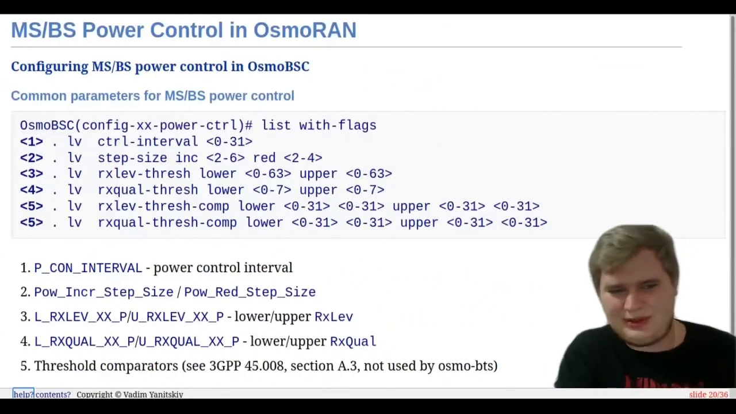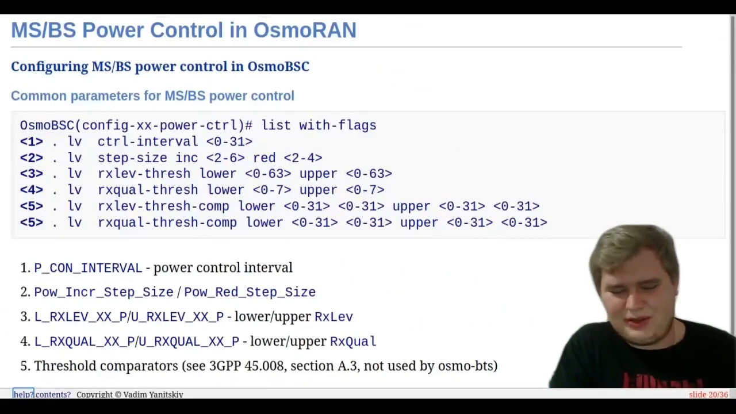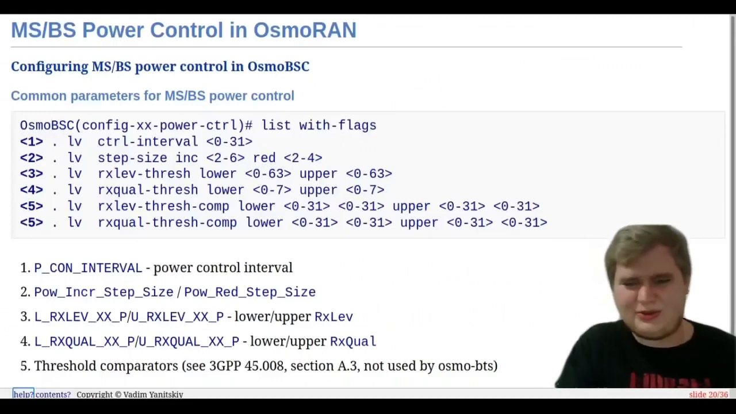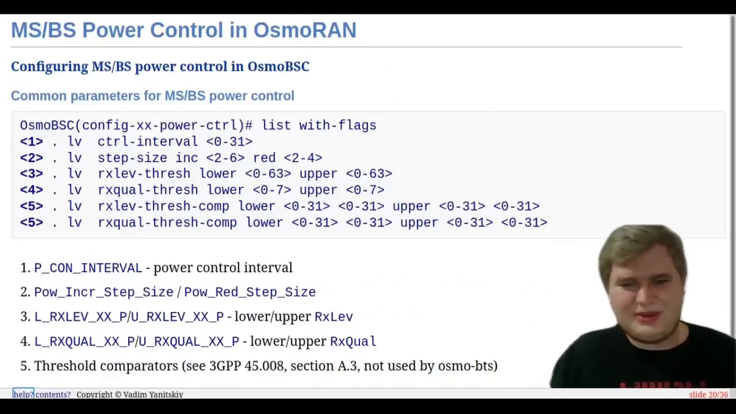There is step size for increase and decrease. There is RX level threshold, RX quality thresholds, and number 5 is 2 parameter groups that we do not implement so far. You can check the 3GPP document 45.008 for more information on how they are supposed to be implemented. So far, we don't implement them. Our implementation is relatively simple.